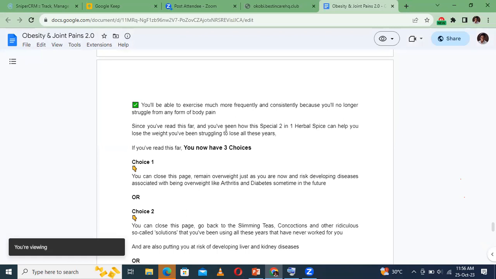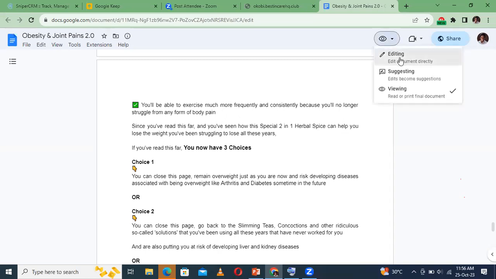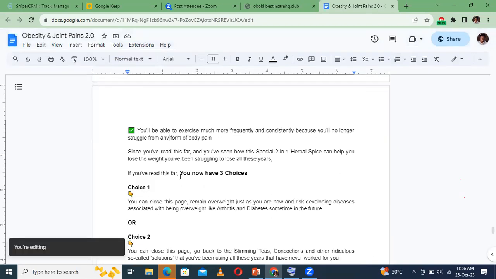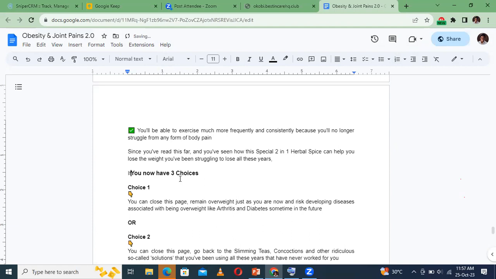Since you've read this far and you've seen how this special 2-in-1 spice can help you lose the weight you've been struggling to lose all these years, you now have 3 choices. I made a mistake here again.